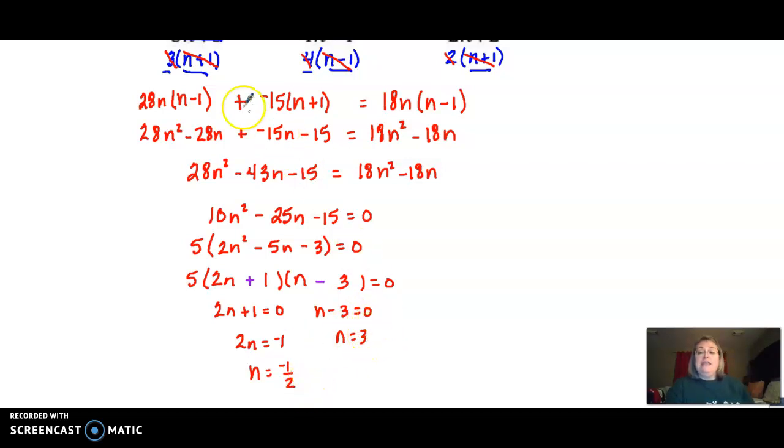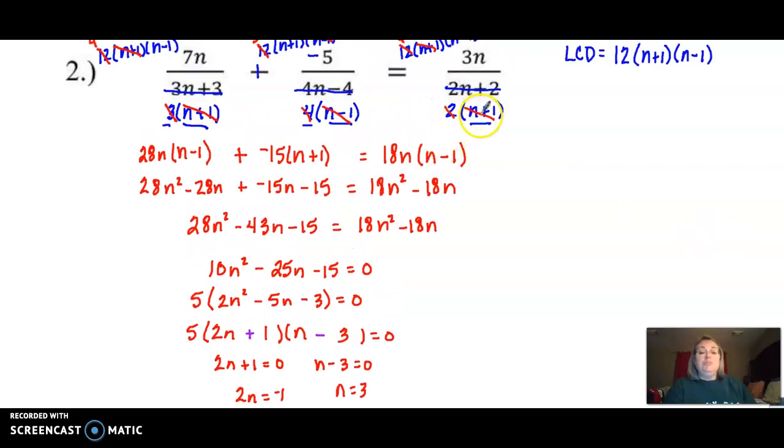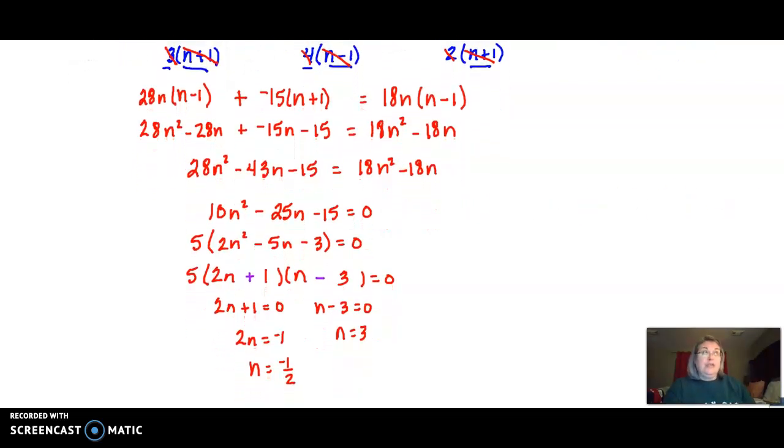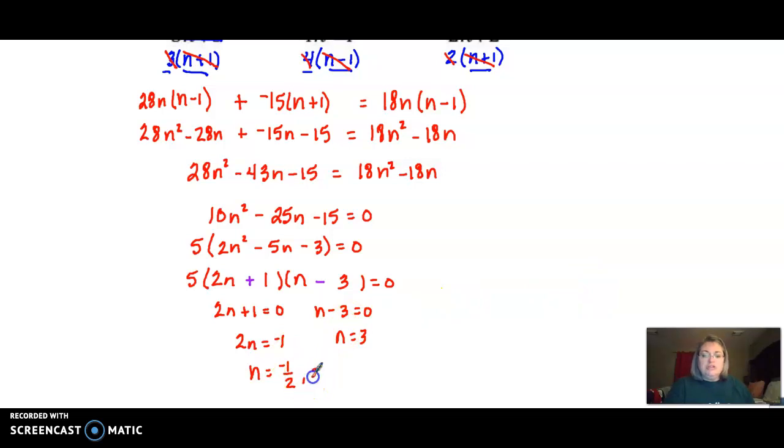If I have a 3 and I plug it back in, now what I like that works nicely is you can plug it into where you factored. So 3 plus 1 gives me 4. It's not 0. I'm good. Negative 1/2 plus 1 is 1. It's fine. 3 minus 1 is 2, so it's good. And negative 1/2 minus 1 is negative 3/2, so they're both good. So those two answers would be both good answers. Okay?